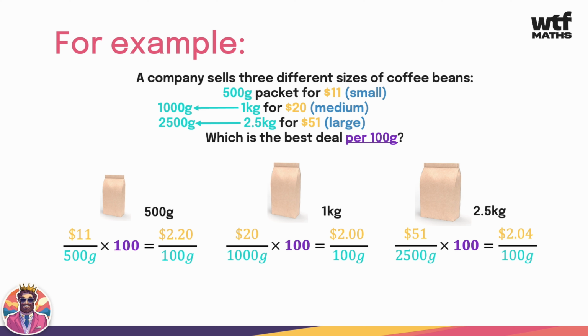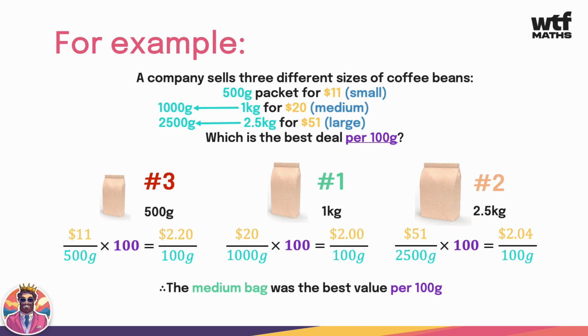So all this question wants us to do is say which is the best deal. So looking at the cheapest price, it looks like the medium bag was the best deal. And we can see that the large bag was a slightly worse deal, only a tiny bit more expensive. And then the small bag was the worst of all 3. So the medium bag was the best value per 100 grams.